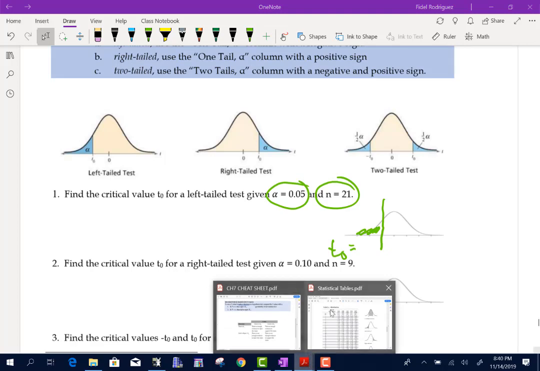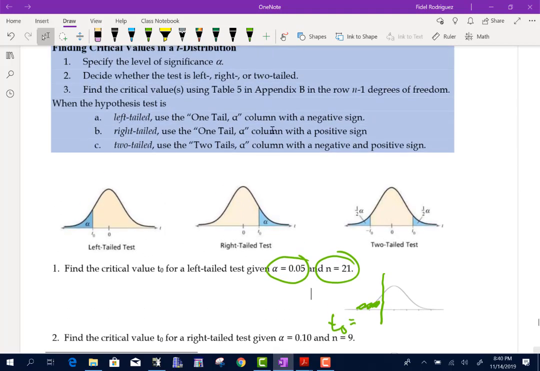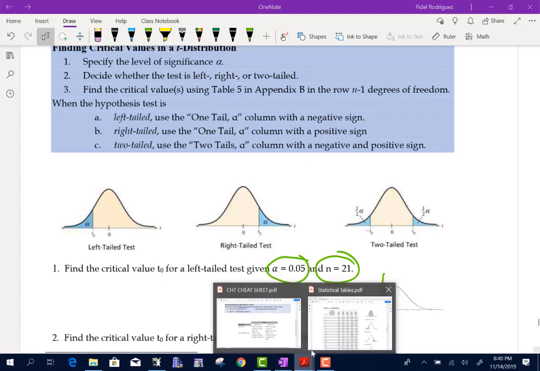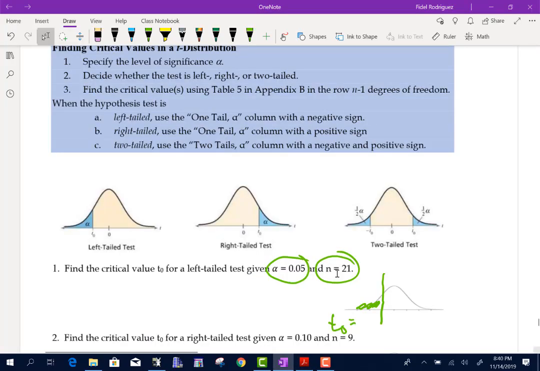Guys, if I use the chart, let me come back over here. Look what it says. If it's a left tail test, use one tail A column with a negative sign. So I come back over here. Left tail, what was our alpha in this case? 0.05, okay. So I'm looking for alpha 0.05. You see it right here? What was our n in this case? 21. Okay, guys, if n is 21, do you remember that the degrees of freedom is always going to be n minus 1? So it'd be 21 minus 1, which is equal to what?